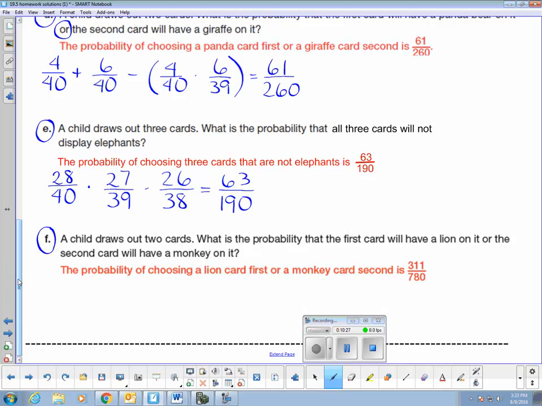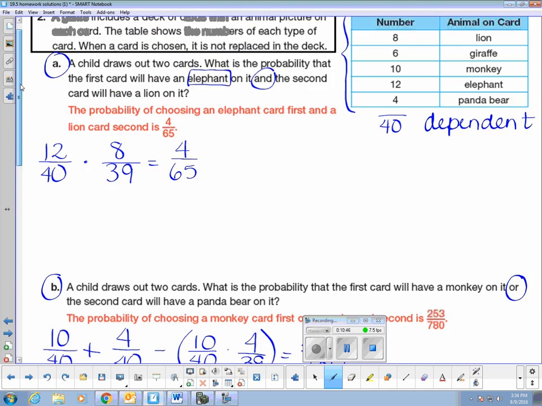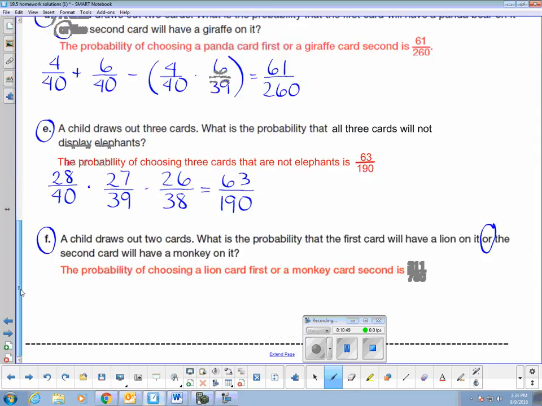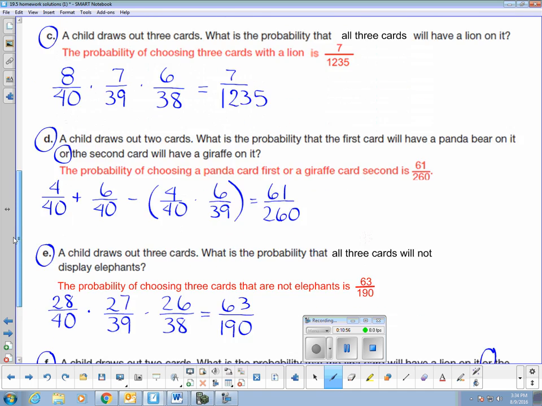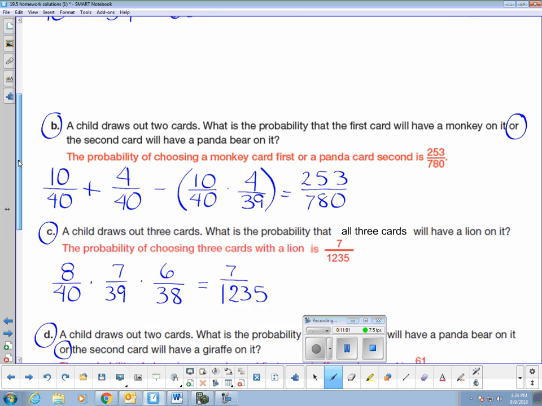A child draws out 2 cards in part F, and the probability we're looking for is that the first card will have a lion on it, or the second card will have a monkey. So we're back using our OR rule. So the first card has a lion. That's 8 out of 40. The second card has a monkey. It is 10 out of 40.